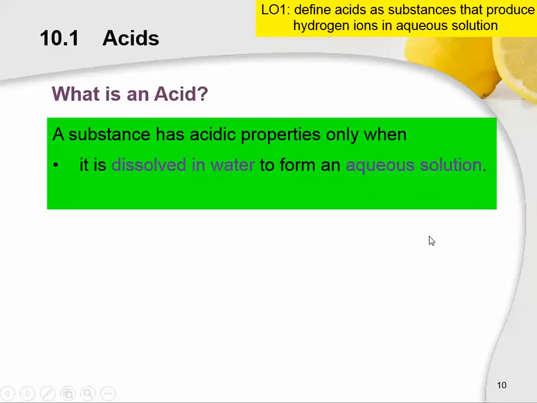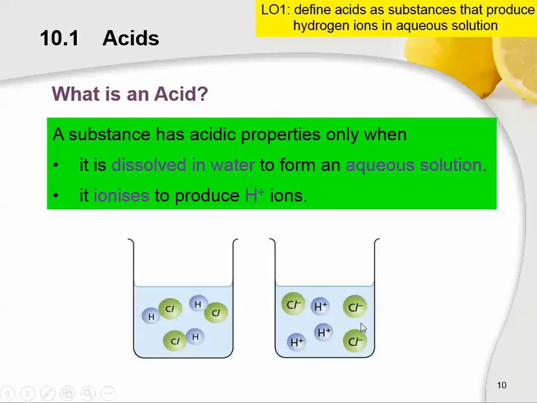So let's look at the property of acid in detail. How does an acid get its property? A substance has acidic properties only when it is dissolved in water. And when it's dissolved in water, it has to ionize to produce H+ or hydrogen ions. Then it is called an acid.